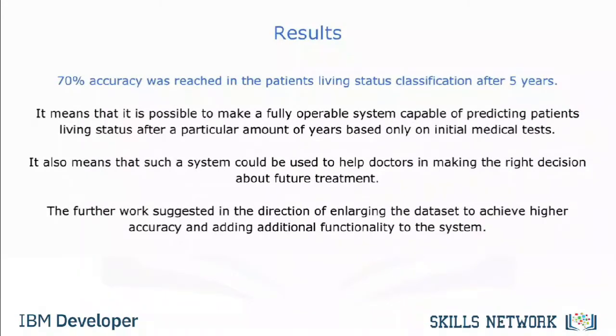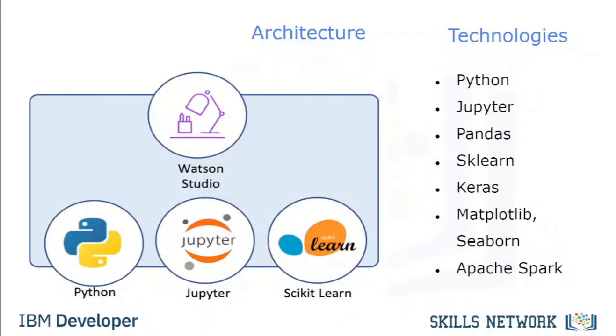The future work suggested in this project is in the direction of enlarging the dataset to make it more accurate and to achieve higher accuracy, and adding additional functionality to the system. The architecture being used is IBM Watson Studio with Jupyter Notebooks in Python and Apache Spark. And the libraries used are Pandas, scikit-learn, Keras, Matplotlib, and Seaborn.